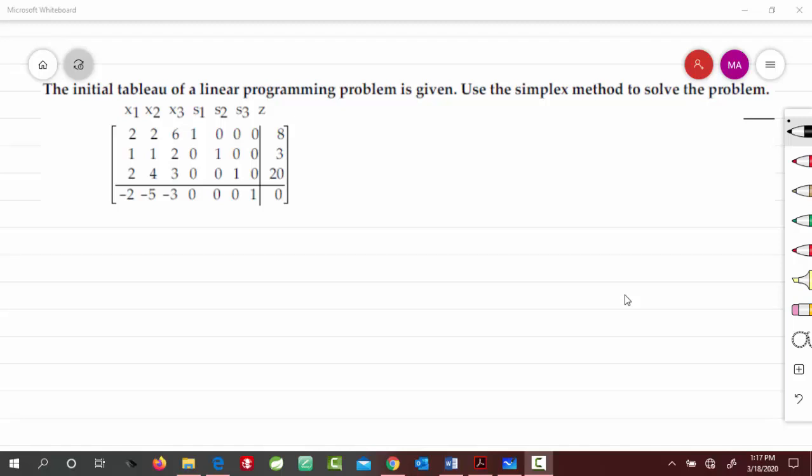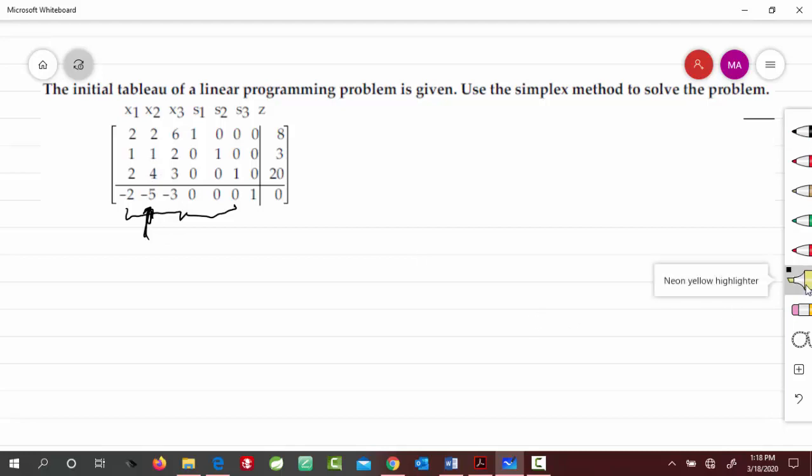In this video, we will learn to solve an initial simplex tableau using the simplex method. Once you are given this initial simplex tableau, the first thing is to look for the indicators. Your indicators are all the numbers in the last row. You have to look for the most negative one, and you see that this -5 is the most negative indicator. So our pivot will be in this column.